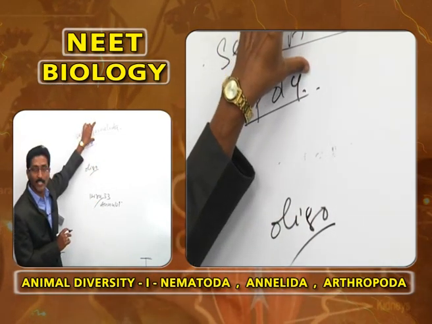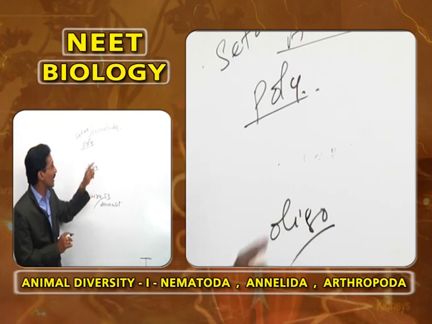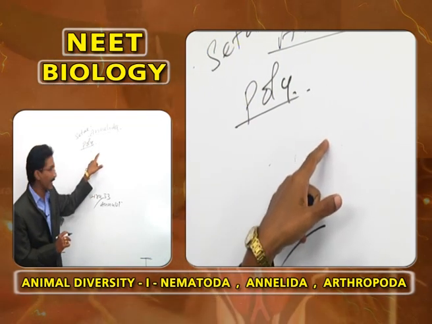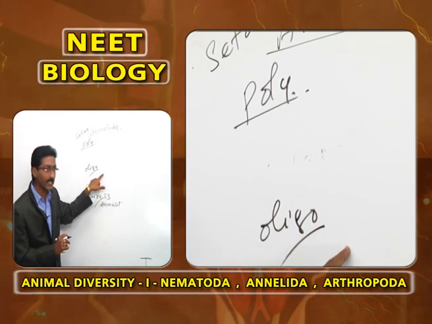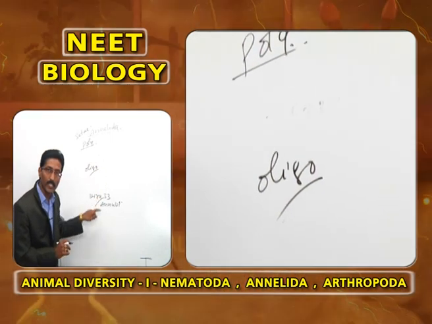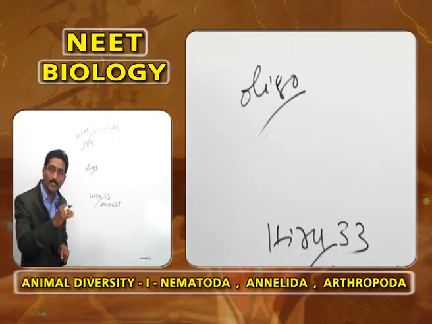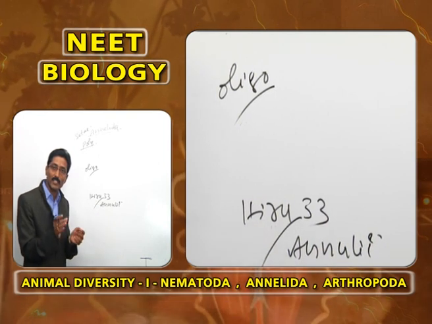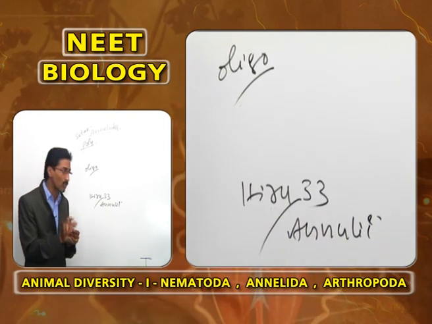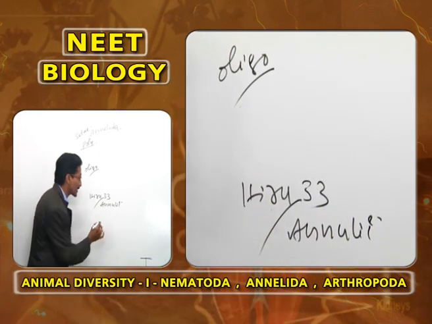In the Polychaeta, what are the main locomotory organs? Parapodia with setae. Whereas in Oligochaeta, what are the locomotory organs? Setae. Whereas in the case of Hirudinea, such structures are totally absent. In Hirudinea, what are the structures responsible for attachment and locomotion? Suckers. How many suckers are present?